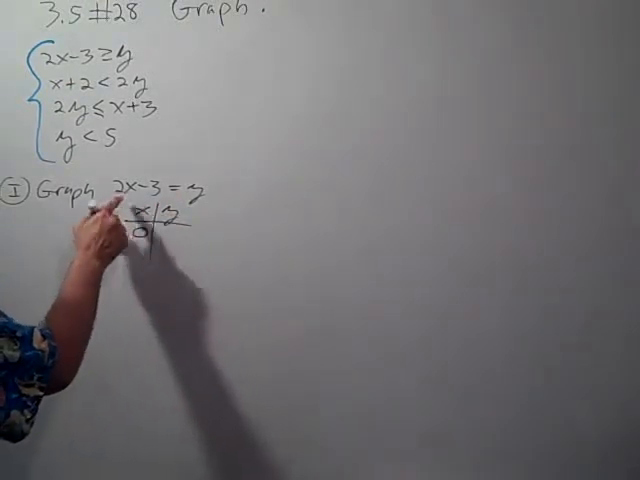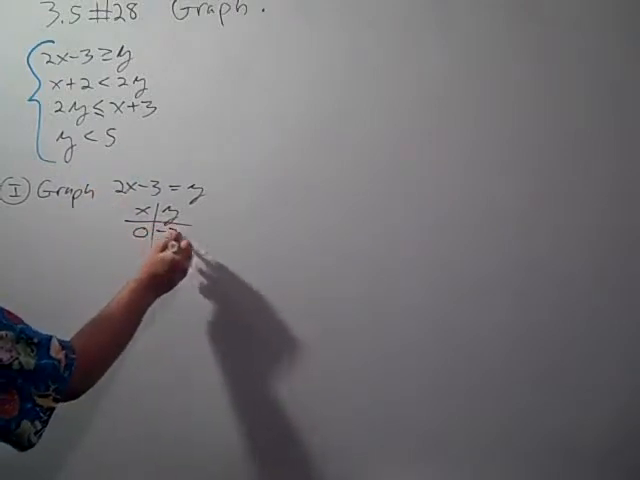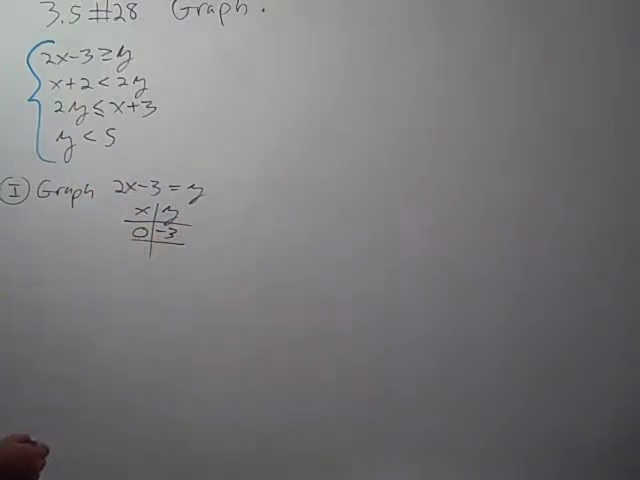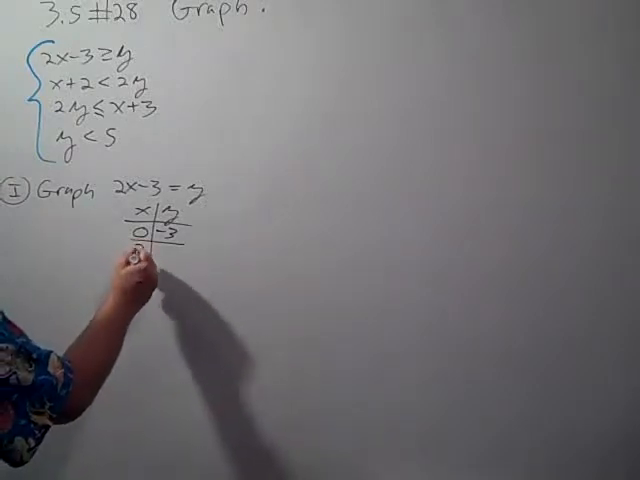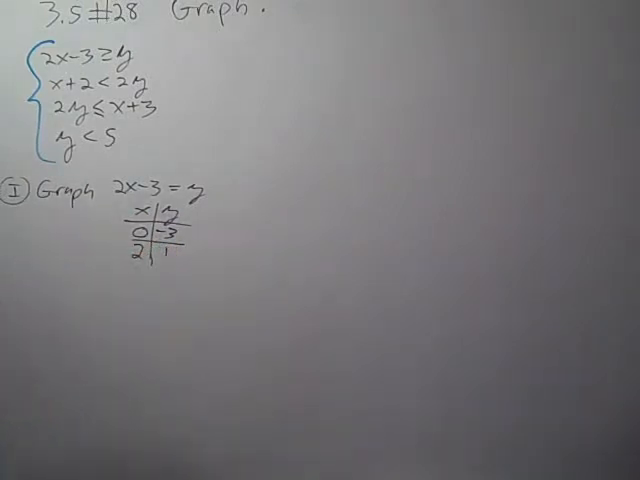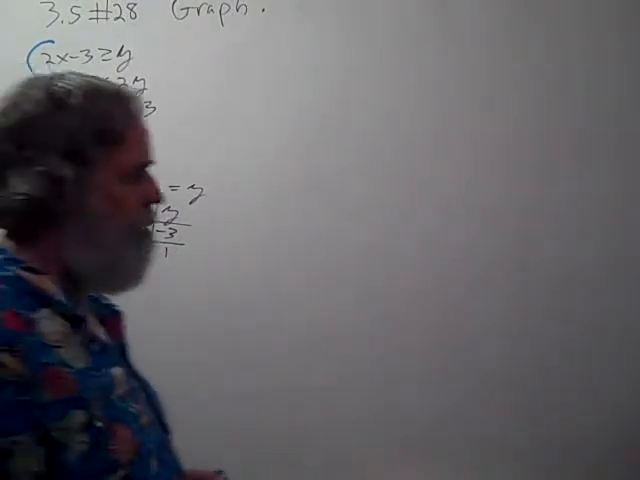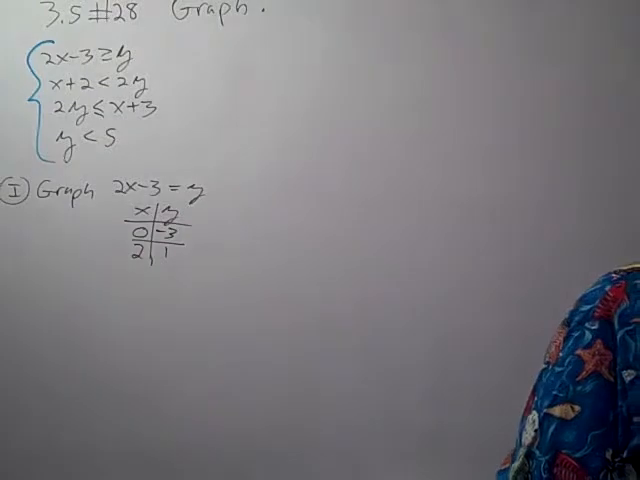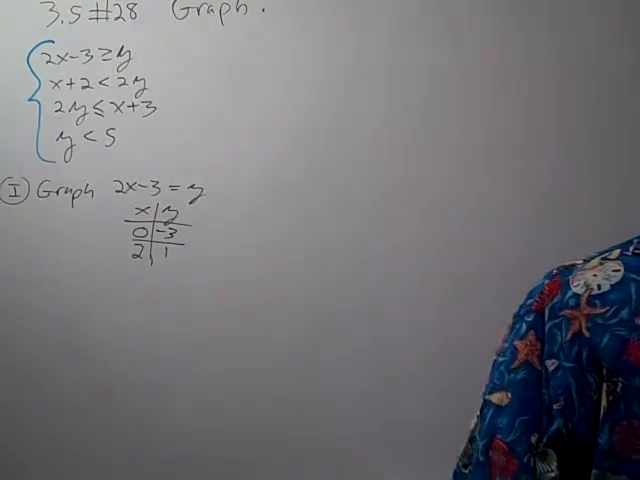If x is 0, then y is equal to negative 3. And let's see, if x equals 2, then 2 times 2 is 4 minus 3, so y will equal 1. So there are two points on the graph of that line, and we can graph the first line.